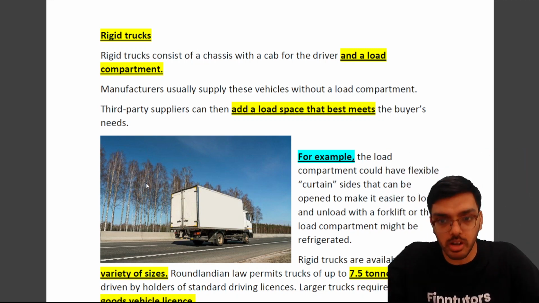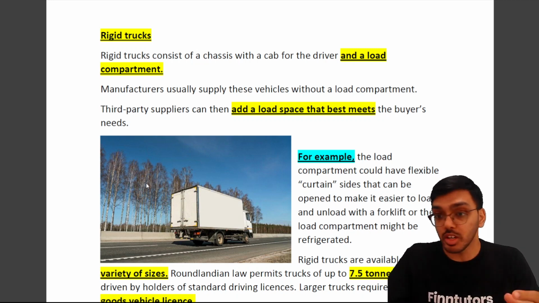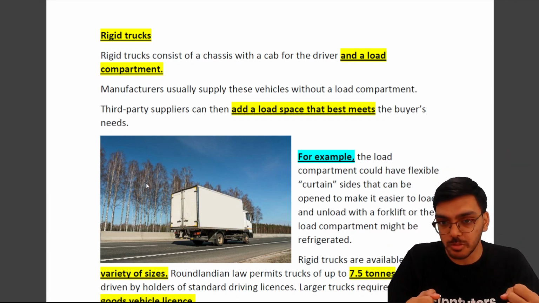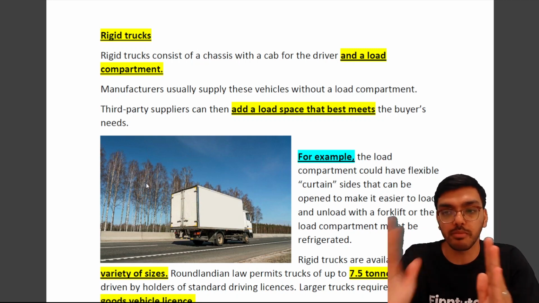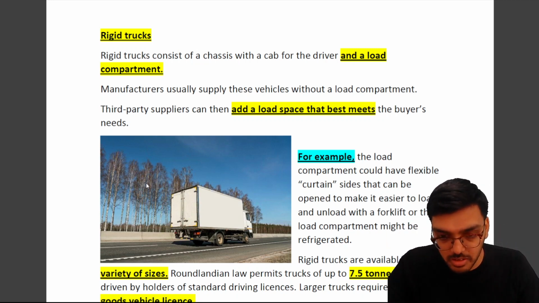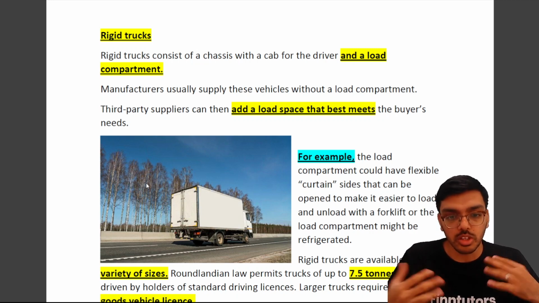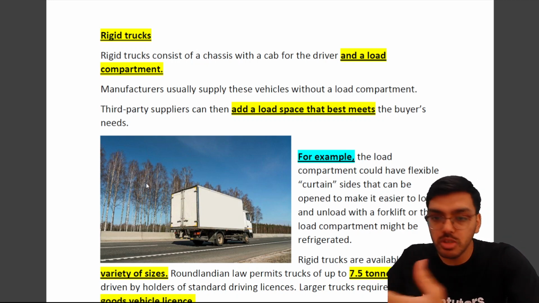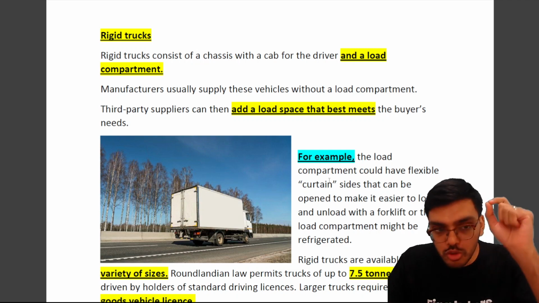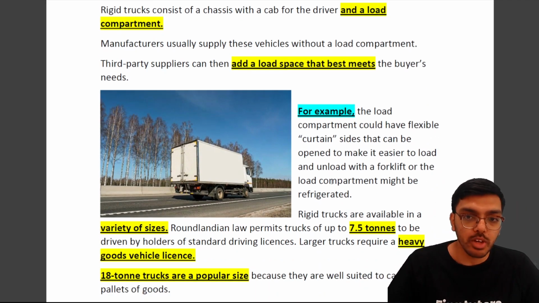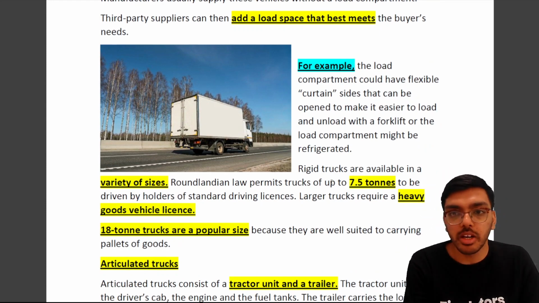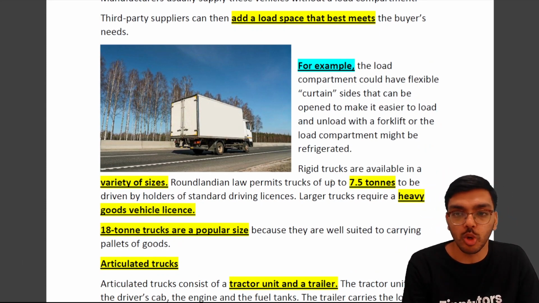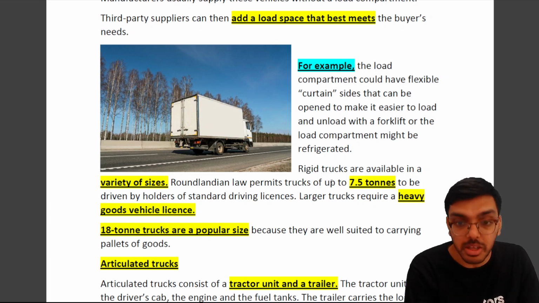For example, you can have one full box like you see in the image. For example, you can have a refrigerated compartment as well. For example, you can have a compartment with different sub compartments inside. It depends on what the buyer wants, what the logistic company wants, because the logistic company will be buying these trucks, right? And then will be using them for their transport. So it depends on the buyer's needs. For example, the load compartment could have flexible curtain sides that can be opened to make it easier to load and unload, or they can be refrigerated depending on what we want. Rigid trucks are available in a variety of different sizes.